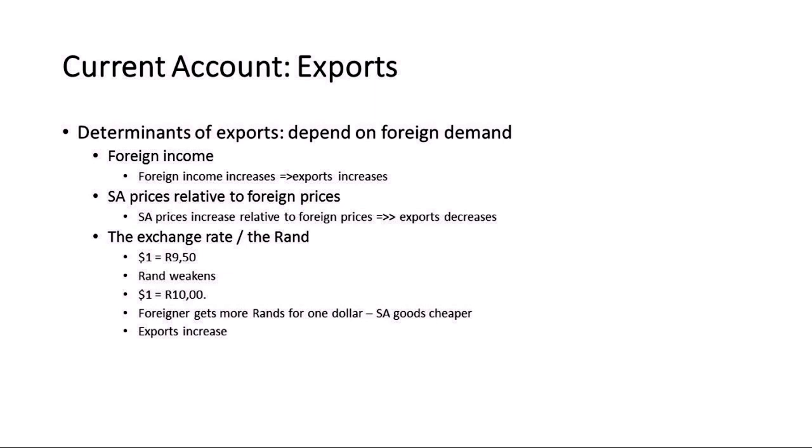On the export side, foreign incomes are an important determinant of our exports. So if foreign economies like the US economy or the European economy grow and they have more income, they will also buy more of our goods. So exports to those economies will increase. Relative prices matter as well. So if the rand weakens, our exports become cheaper in terms of foreign prices, and then we will export more. And then the exchange rate again matters. If the rand weakens or depreciates, then our goods are cheaper abroad and our exports will increase.